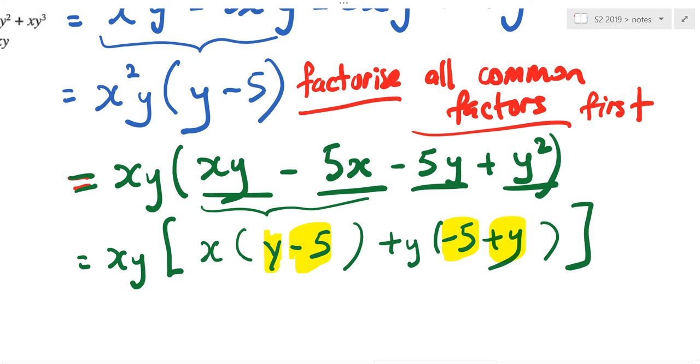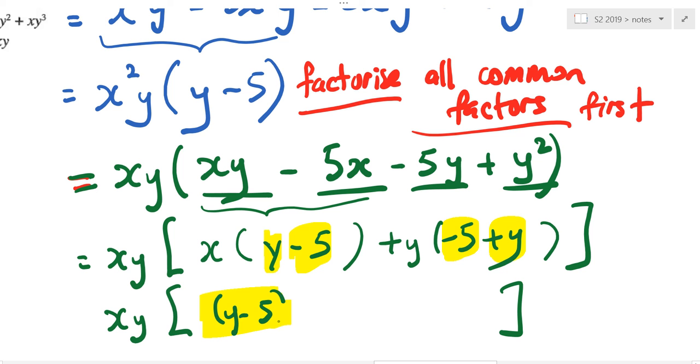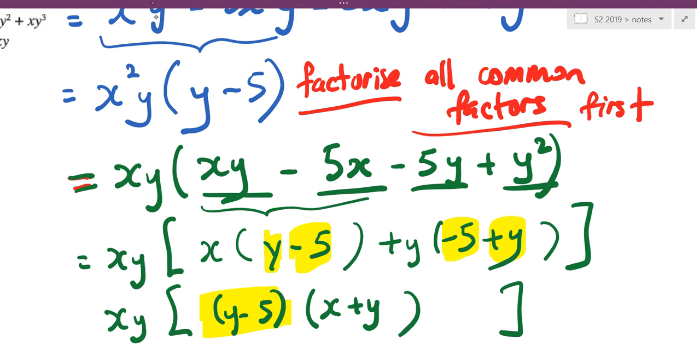So what can I do? Can I factorize out? So xy remain, square bracket remain, y minus 5 remain. What is left here? Amelia? X minus y times x. I take out y minus 5. Sorry, y minus 5 times x. I take out y minus 5. Left what? X plus y. In exam, can expect this to be 4 marks.